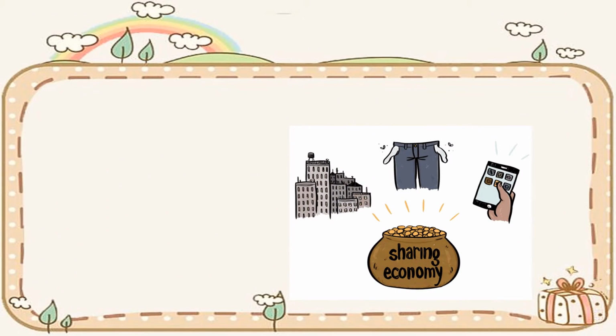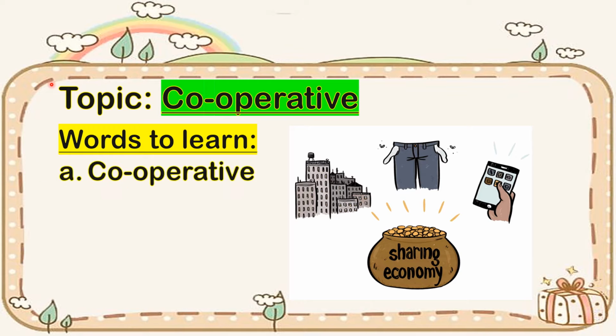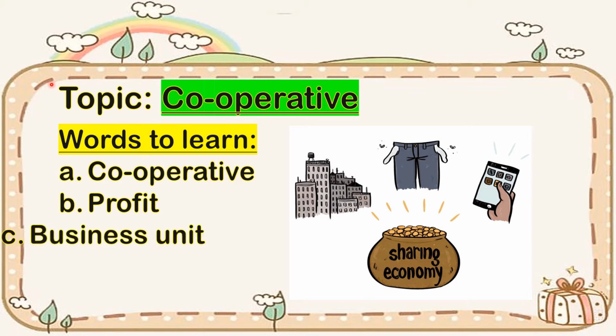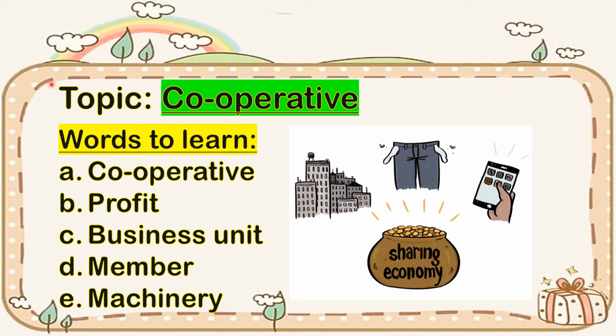Now, class, let us proceed to our online discussion this week. Our topic is about cooperative, and these are the words to learn that we will be encountering in our next slides. Please follow after me so you can still practice your reading and speaking skills even if you are just at home. Letter A, cooperative. Letter B, profit. Letter C, business unit. Letter D, member. And letter E, machinery.